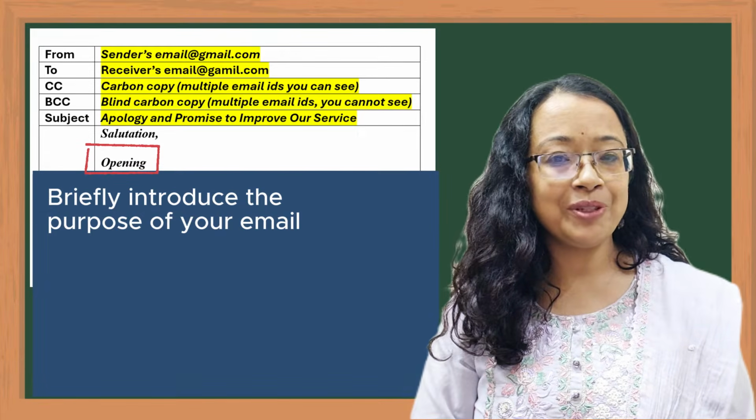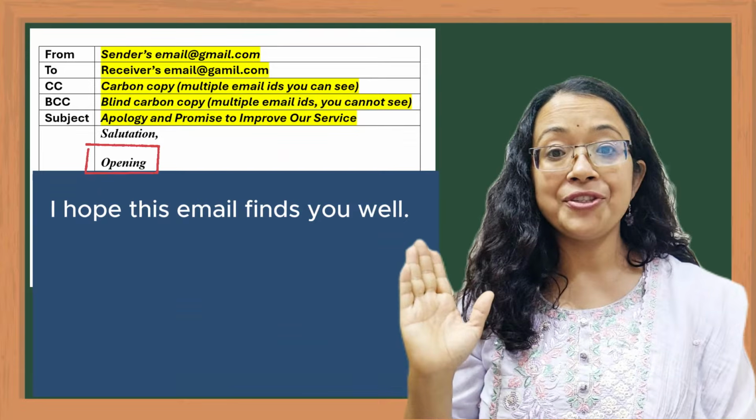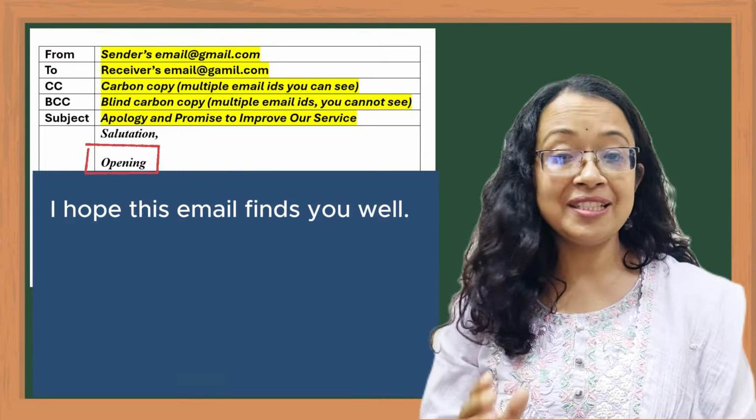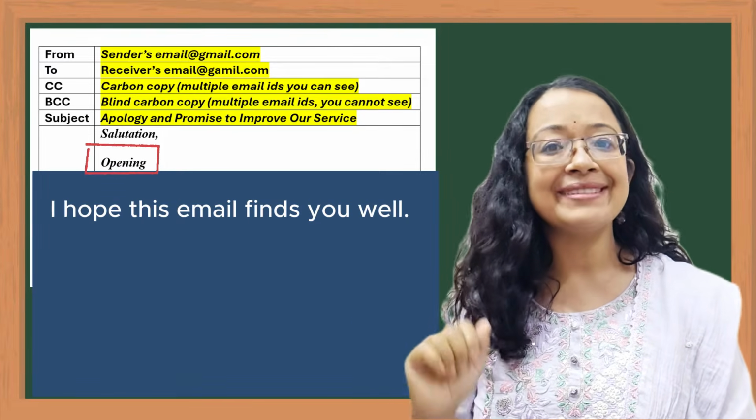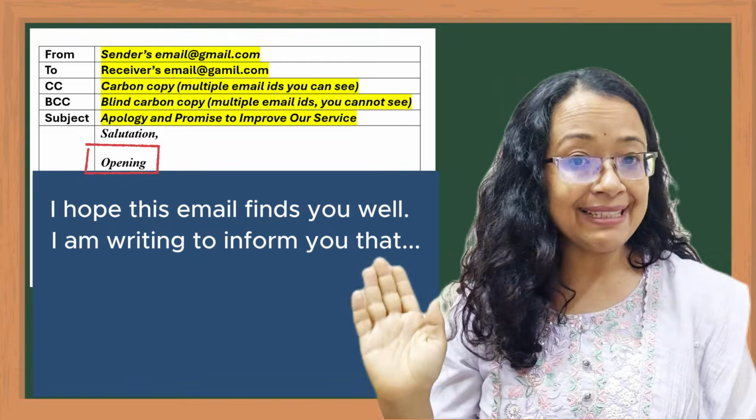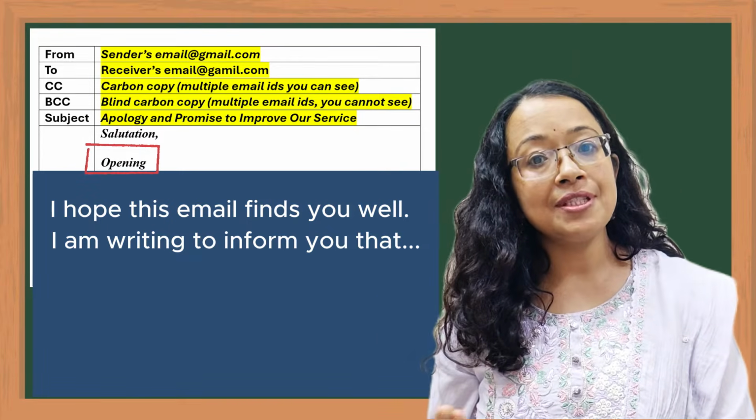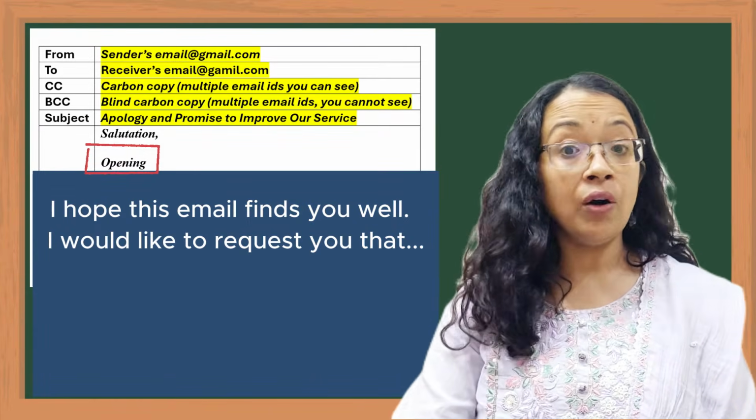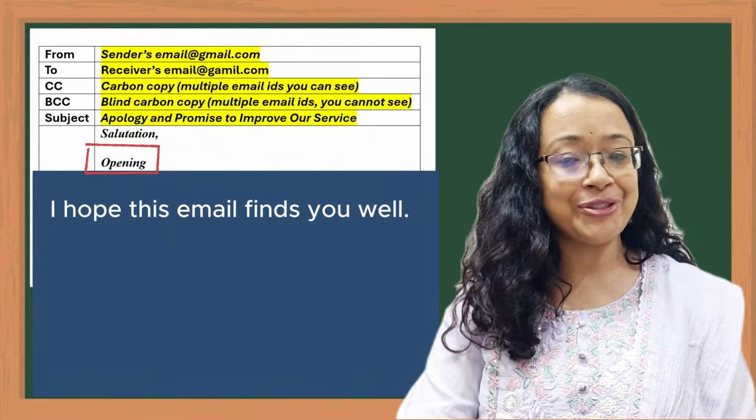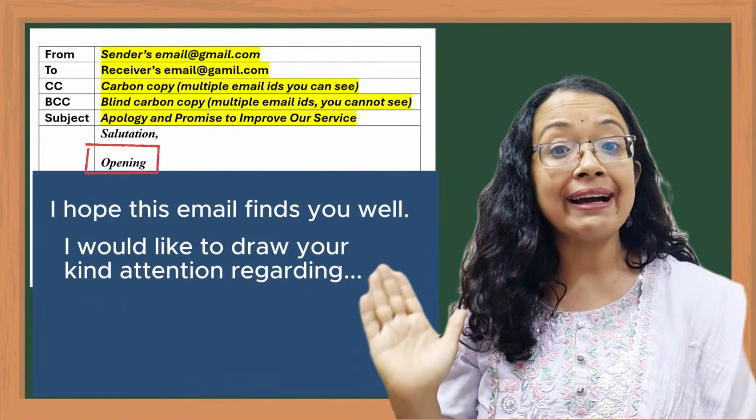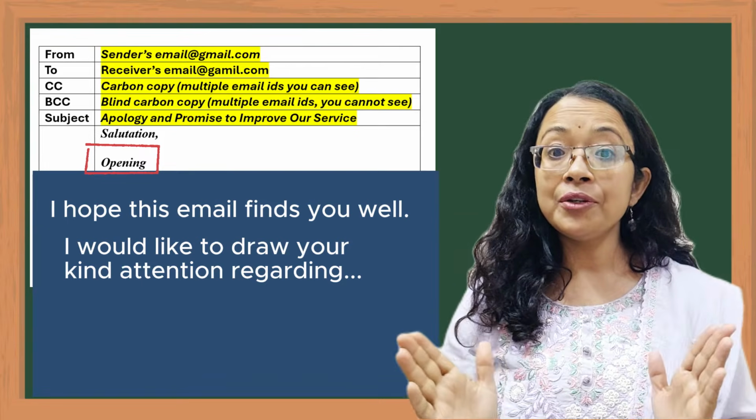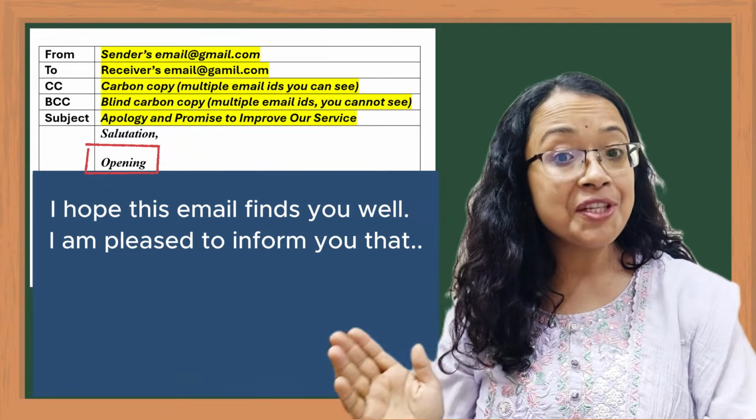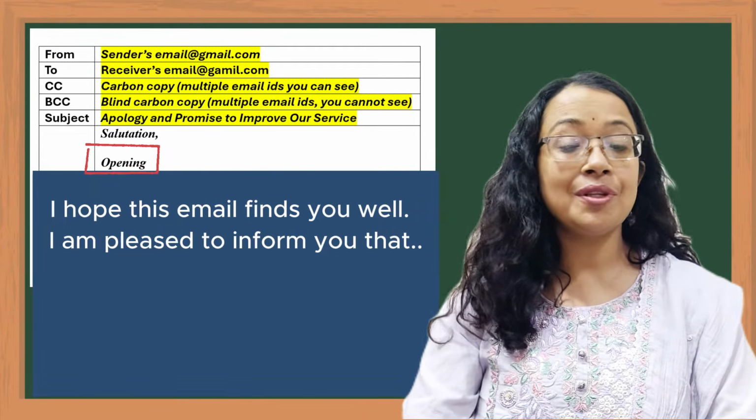And the famous email opener is, I hope this email finds you well. And then you need to write the purpose of your email briefly. For example, if you are writing to inform, you should write, I am writing to inform you that. Or if you are going to request someone, then you should write, I would like to request you that. Or if you are intending to complain, then you should write, I would like to draw your kind attention regarding. Or if you are going to share some good news to the applicant, then you should write, I am pleased to inform you that. Now let's move to the main body parts.